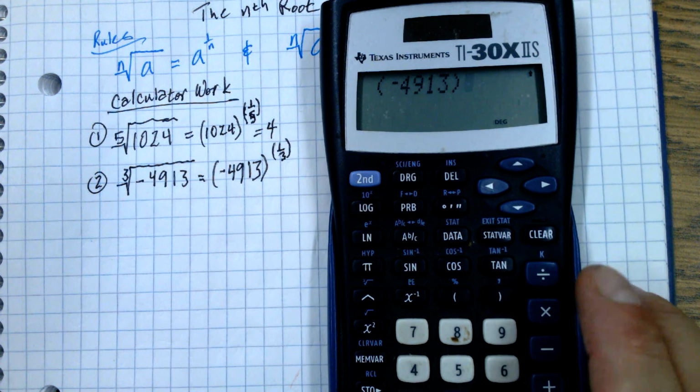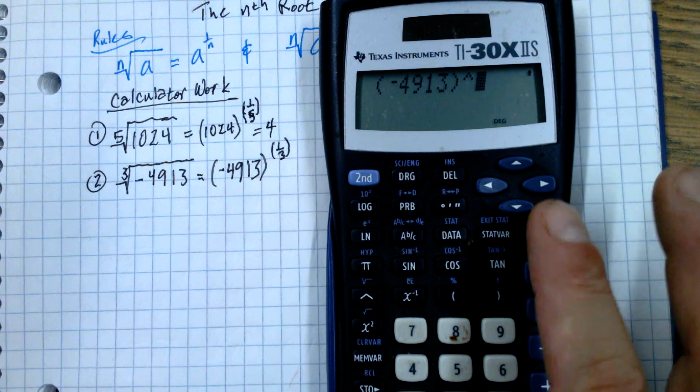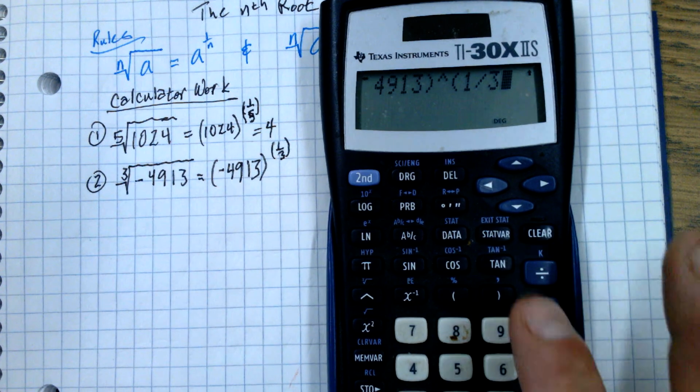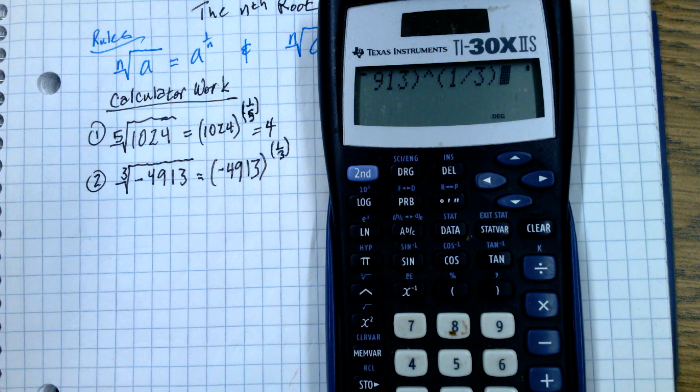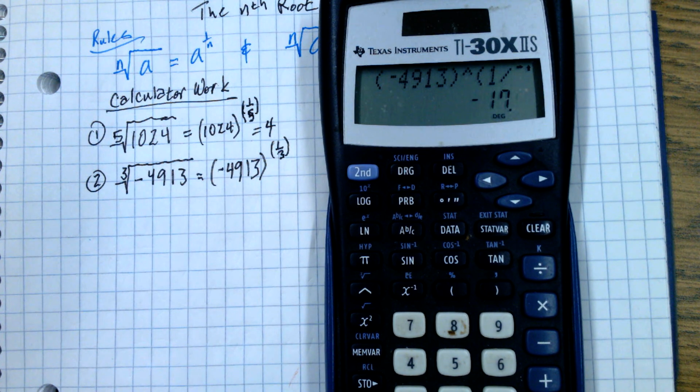Close parentheses. We're going to raise this with a caret button to the 1/3 power. So parentheses 1/3. If you're wondering why we need parentheses on the exponent, we want to make sure that we don't get the root, some raising something to the 1 power. It basically says this whole thing is 1/3. So that's why we need that. And then let's press the button. It's negative 17.